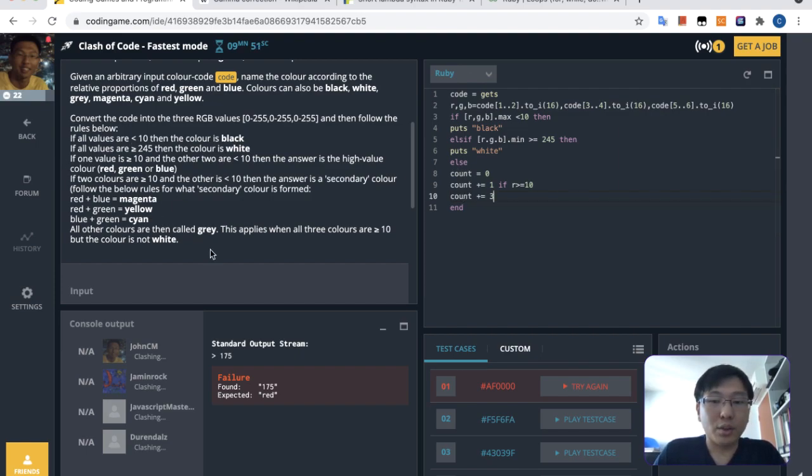I could do a few if else statements here also, but I'm just demonstrating this tactic for binary indexing. Count plus equals 4 if blue is greater equals to 10. Okay, let's just print out our count here.